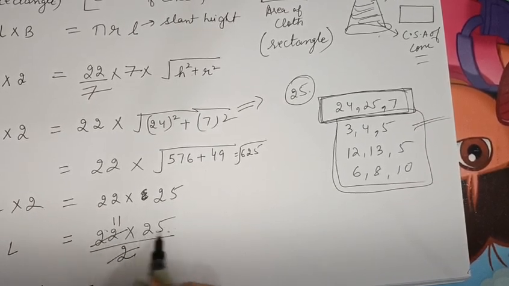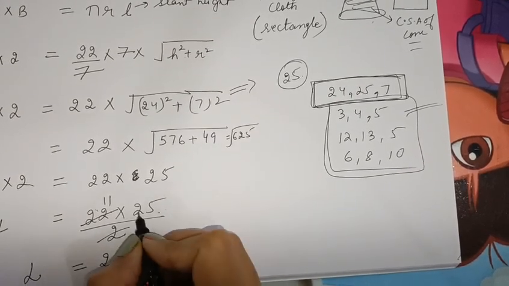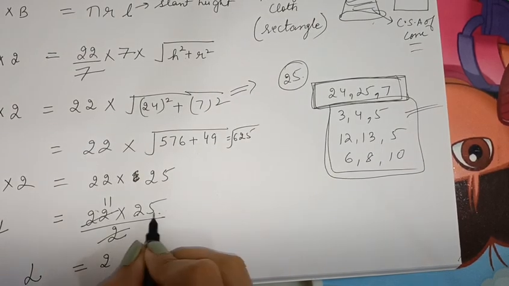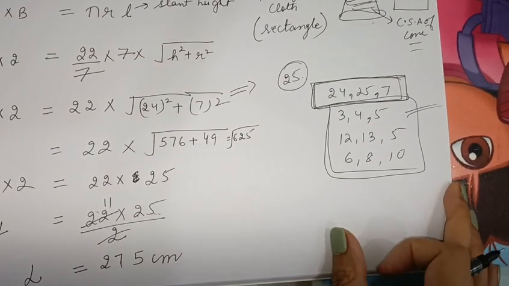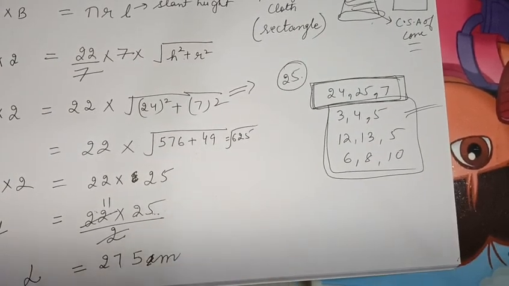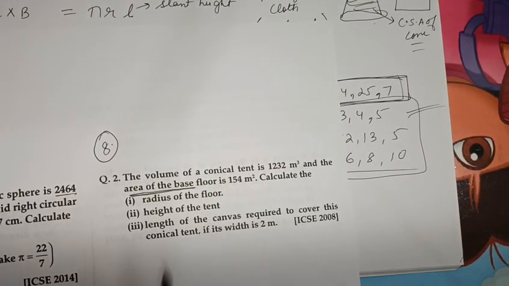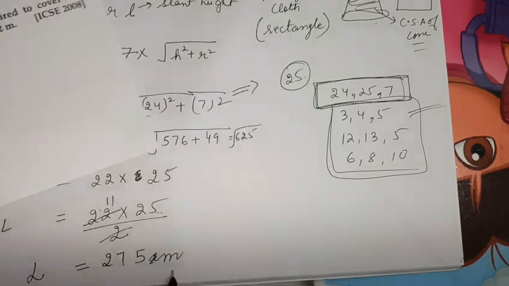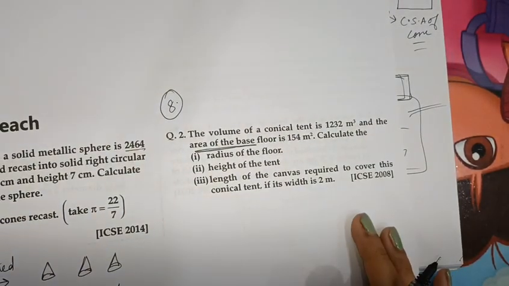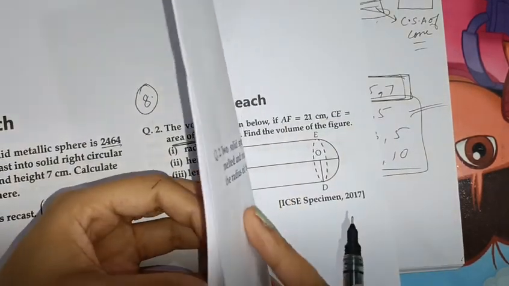Any 2-digit number, when you are multiplying with 11, directly write the digits at the boundary and their sum in the middle. So 25 I have written like this. 2 plus 5 is equal to 7. So length is equal to 275. It is meter, not centimeter. Because this sentence was written, find the length, you write one sentence: length of the canvas required to cover this conical tent is 275 meter. So with this question also we completed. So 8 questions till now we have done. Now next question we'll do.